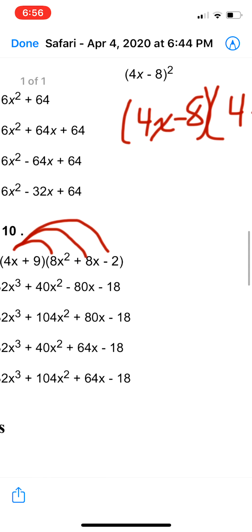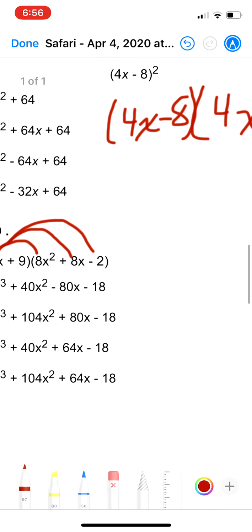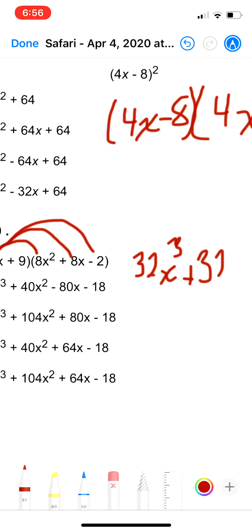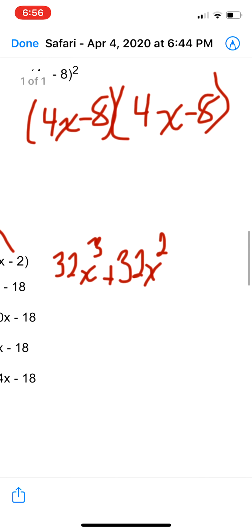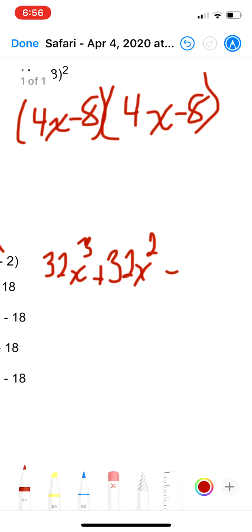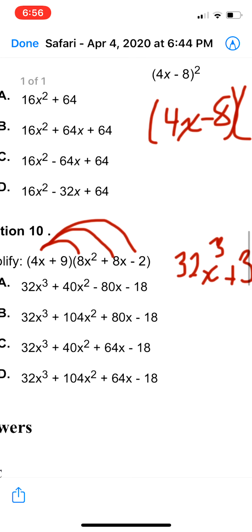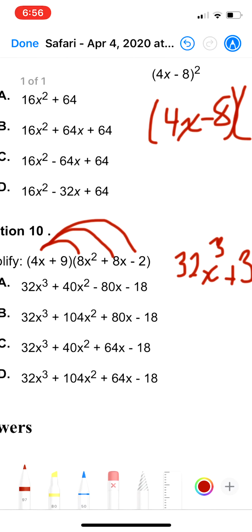So let me do that over here. 4x times 8x squared is 32x to the third, because you have to add those exponents. 4x times 8x is 32x to the second. And then 4x times negative 2 is negative 8x. Don't forget about x. All right. Once you multiply 4x with everything in the second quantity, you're done with 4x. Move on to 9. So you do 9 times everything over here.